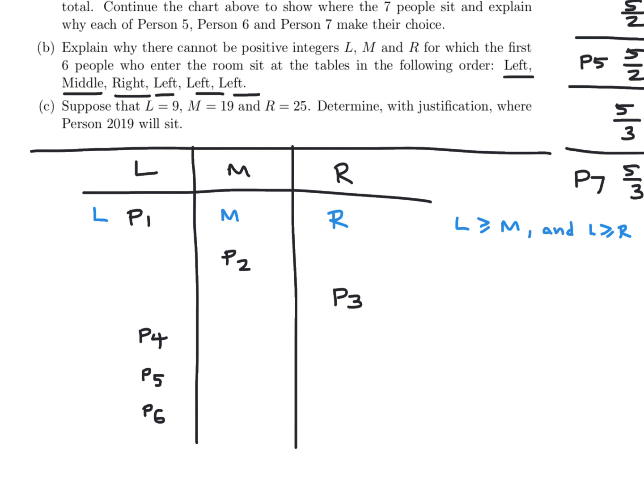Now, this would then become L over 2. This would remain M. This would remain R. Now, if person 2 went for where that M is, then that basically means that M is greater than or equal to R, and that M is greater than L over 2.